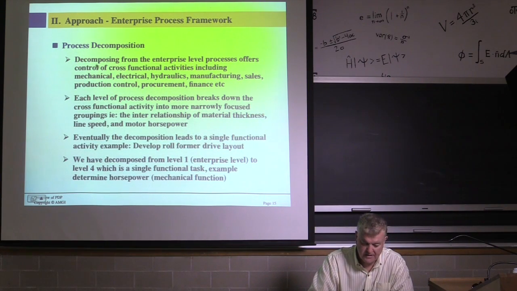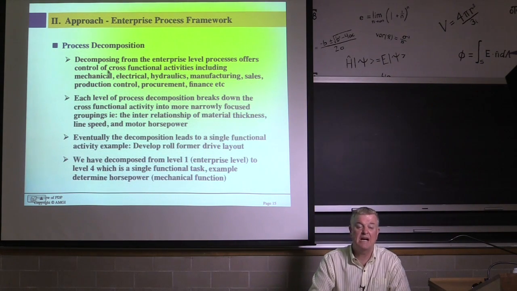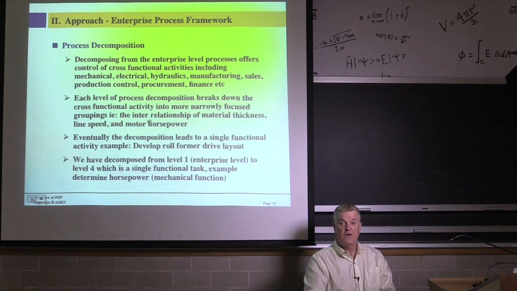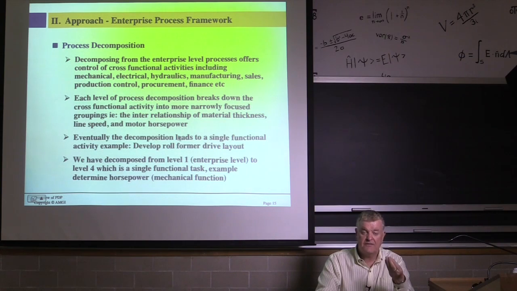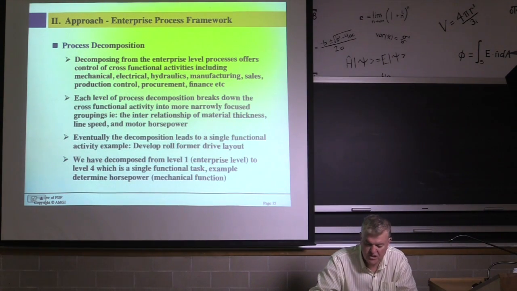You decompose processes. Decomposing the process from the enterprise level offers control of the cross-functional activities, including mechanical engineering, electrical engineering, hydraulics, manufacturing engineering, sales, production control, and procurement. So you're actually modeling what each of these functions does, and you're doing it in a cross-functional way. Each level breaks down the cross-functional into more narrowly focused groupings: the interrelationship of material thickness, line speed, and motor horsepower. All of these calculations impact the configuration of the product, and it has to be looked at from a supplier point of view, a manufacturing point of view, a process planning and manufacturing engineering point of view, and a design engineering point of view. All of these people should be talking about this criteria simultaneously, not just throwing it over the wall. So eventually the decomposition leads to a single functional activity.